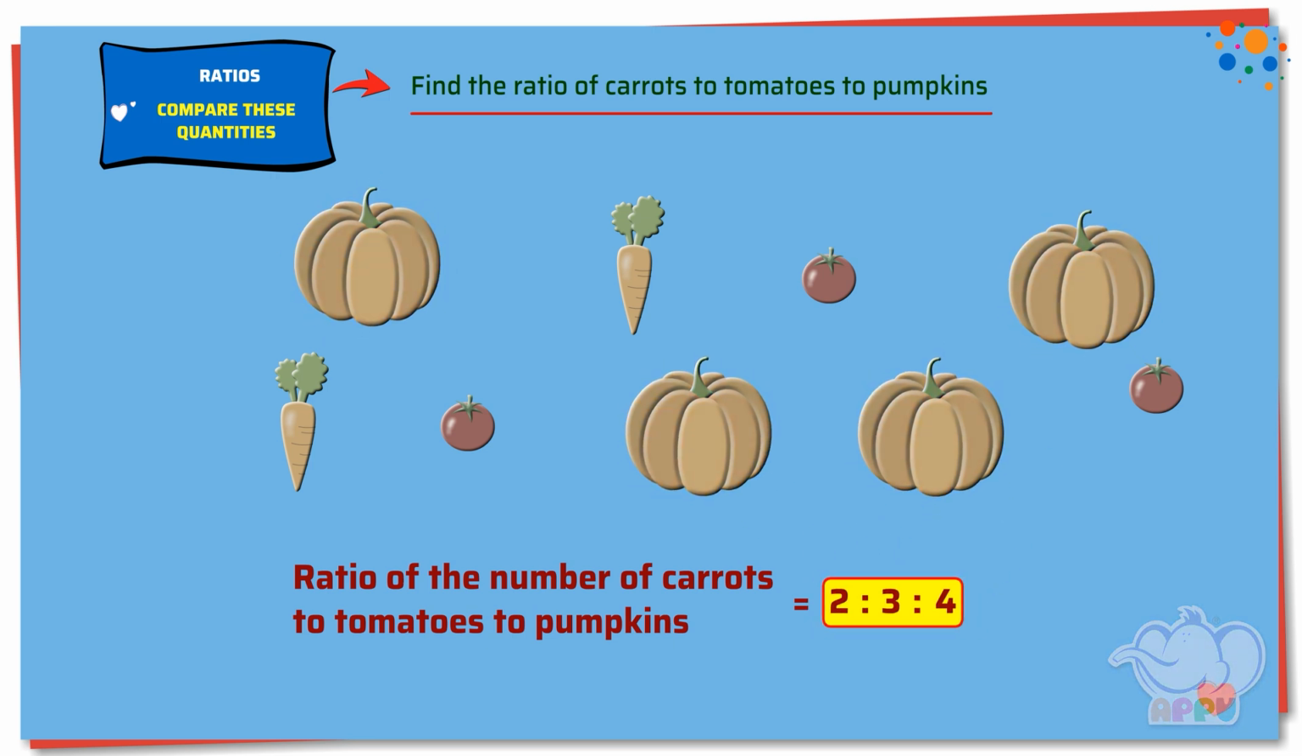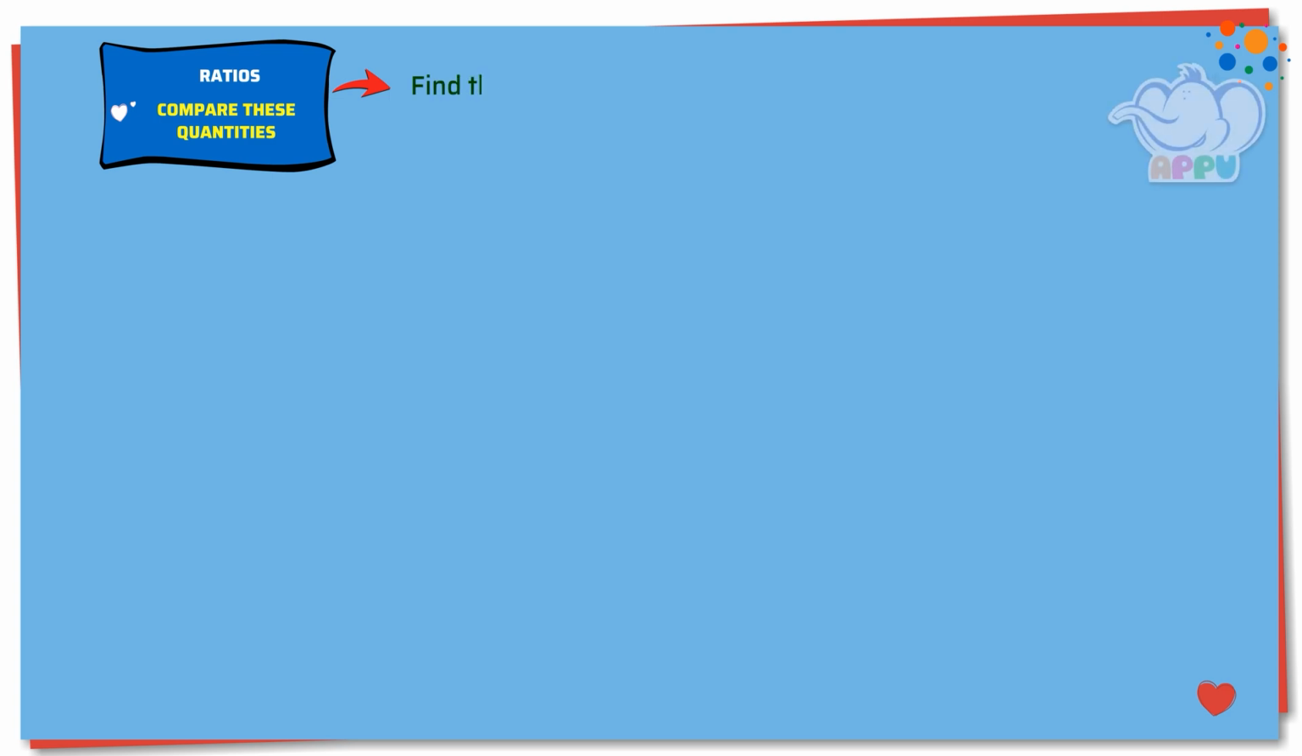That's better. Find the ratio of red circles to yellow circles to green circles.